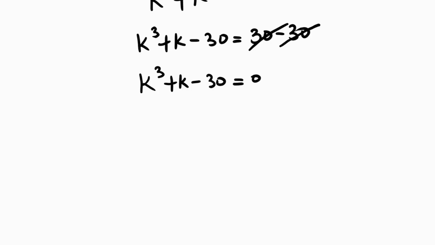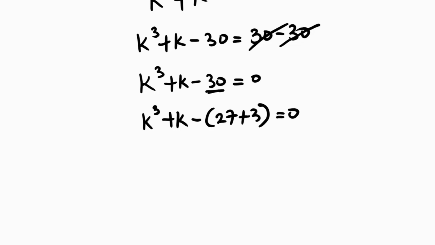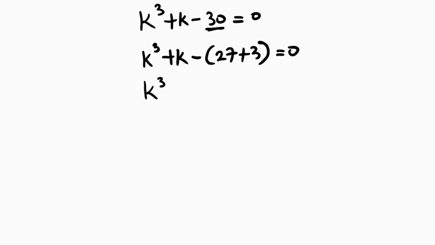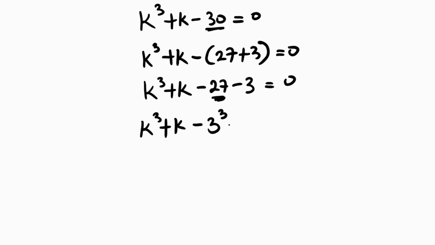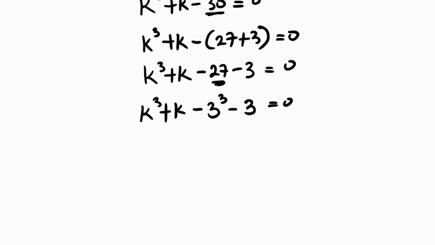So now let us rewrite 30 in such a way that it will look like k cubed plus k. So we have k cubed plus k minus, first of all, we have 27 plus 3. That will give us 30. And if we open the bracket, we have minus 27 minus 3 equals 0. Okay, so 27 is the same thing as 3 cubed. So we have k cubed plus k minus 3 cubed minus 3 equals 0.